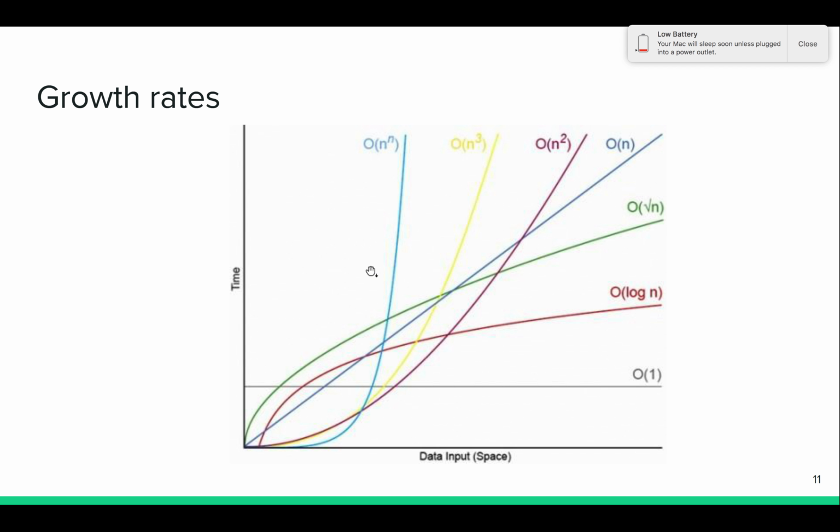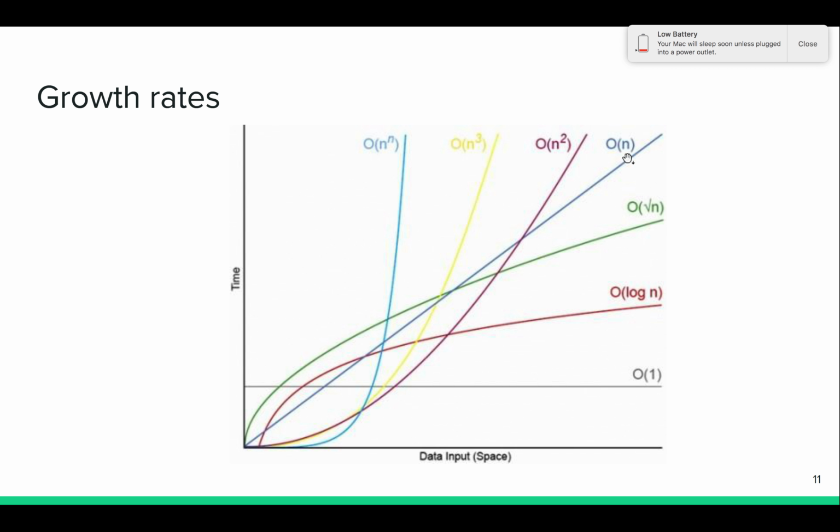If you look at the growth rates, they are something like this. Here on the x-axis we have the inputs and the y-axis is time. As the inputs increase, the running time of the algorithm also increases. So order of 1 is constant time, the red one is logarithmic time, this is root of n, this is n, this is n square, n cube, and this is exponential.